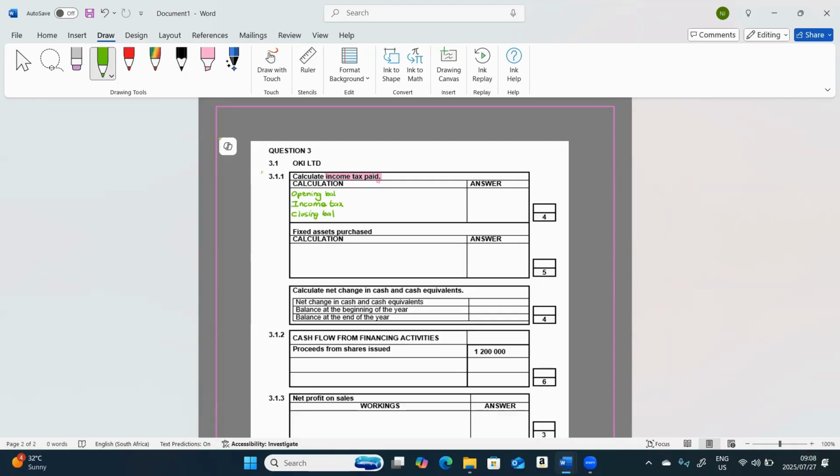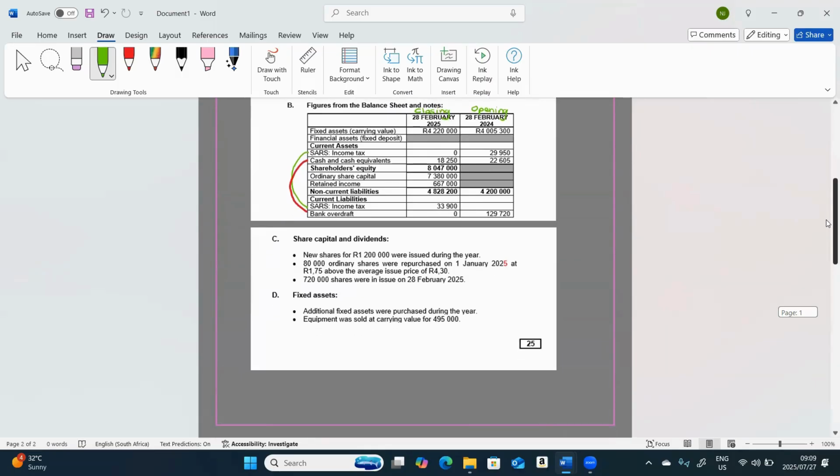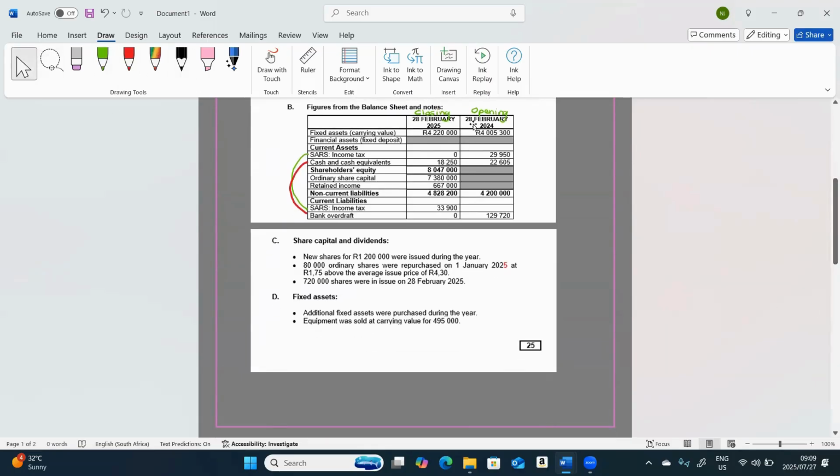Okay, so your opening balance, guys, you always have to go and have a look at whether it is a debit balance or whether it is a credit balance, i.e., whether it is a receivable from SARS, the tax, or whether it is a payable to SARS. Now, when we go up to our information, guys, and when we have a look at our opening balance, right? Let's see. Our opening balance is over here. Let's just highlight it. SARS income tax. It's under the opening column.